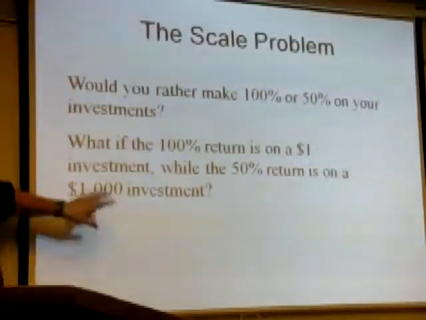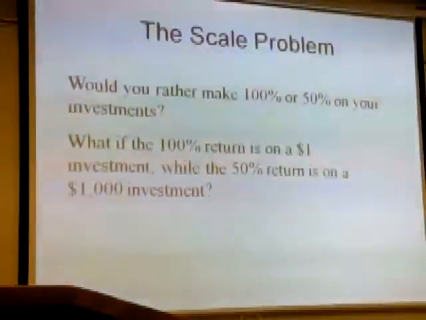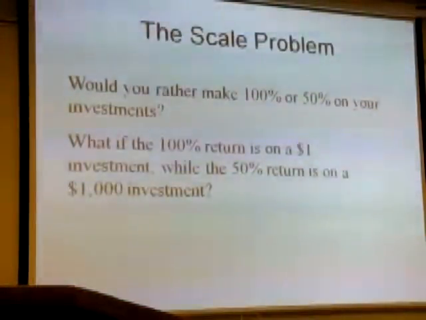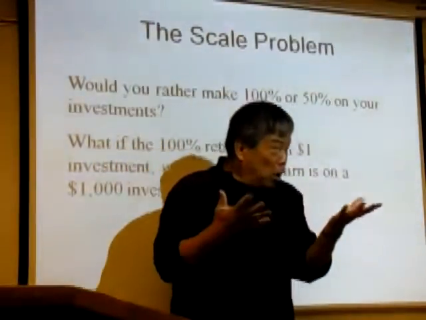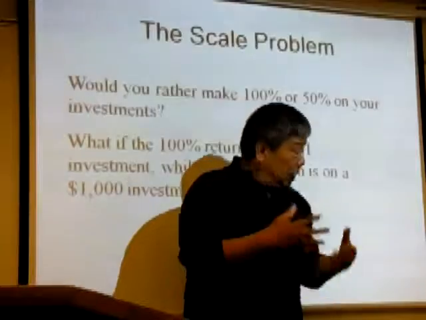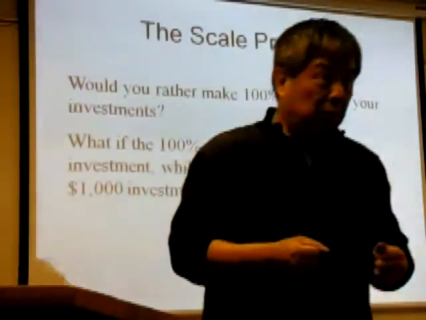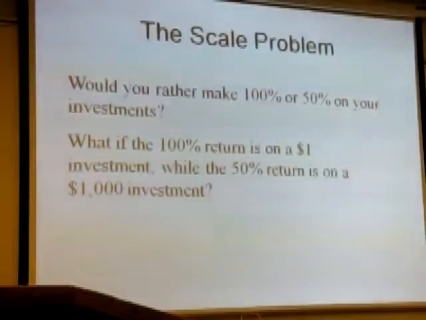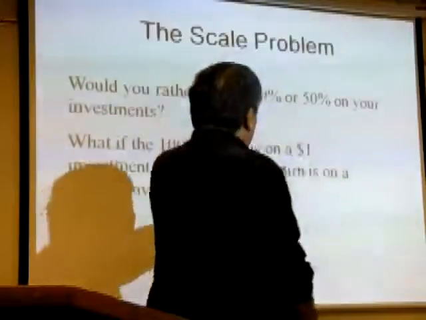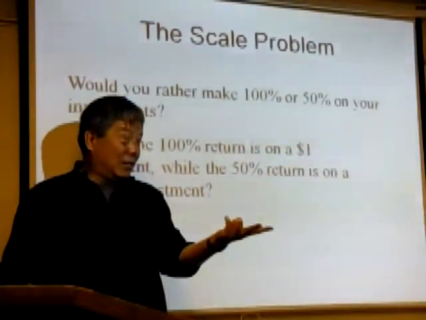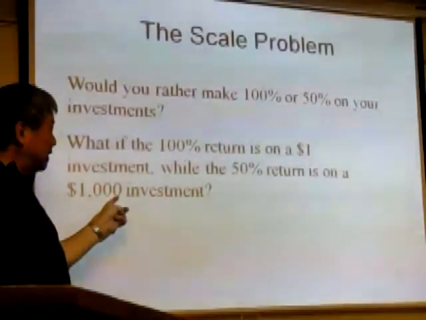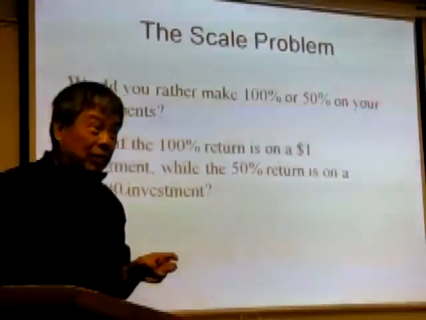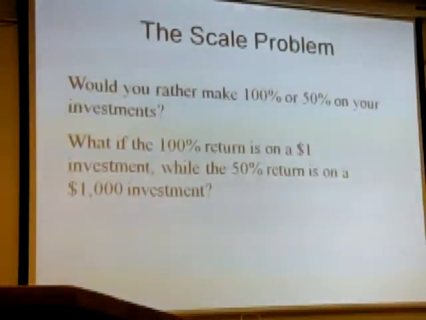Number 2 is the scaling problem. For example, you have 2 projects. One project gives you 100% return, IRR. The other project gives you 50% return. Which one do you want to choose? We choose 100%. But 100% only requires a $1 investment. You get $2. The other one requires $1,000 investment. You get like $500. Obviously, that one is more lucrative.